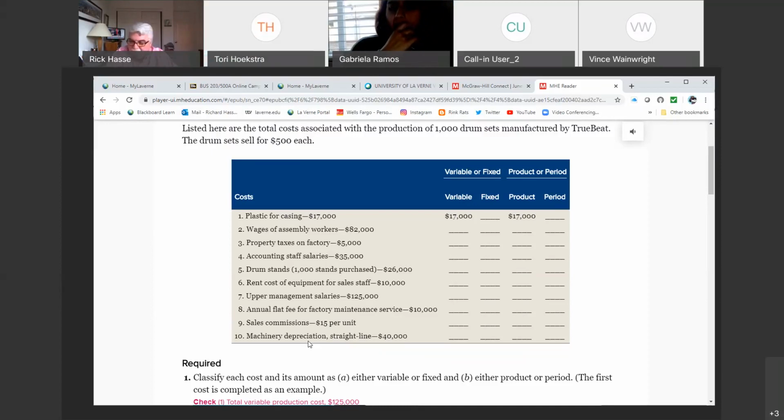It's fixed. Very good. And is it a product or period cost? Product, right? Exactly right, because it's on the depreciation of the machinery that's producing the product. Very good. So machinery depreciation is a fixed cost and it's a product cost. Okay? So that's a good one.